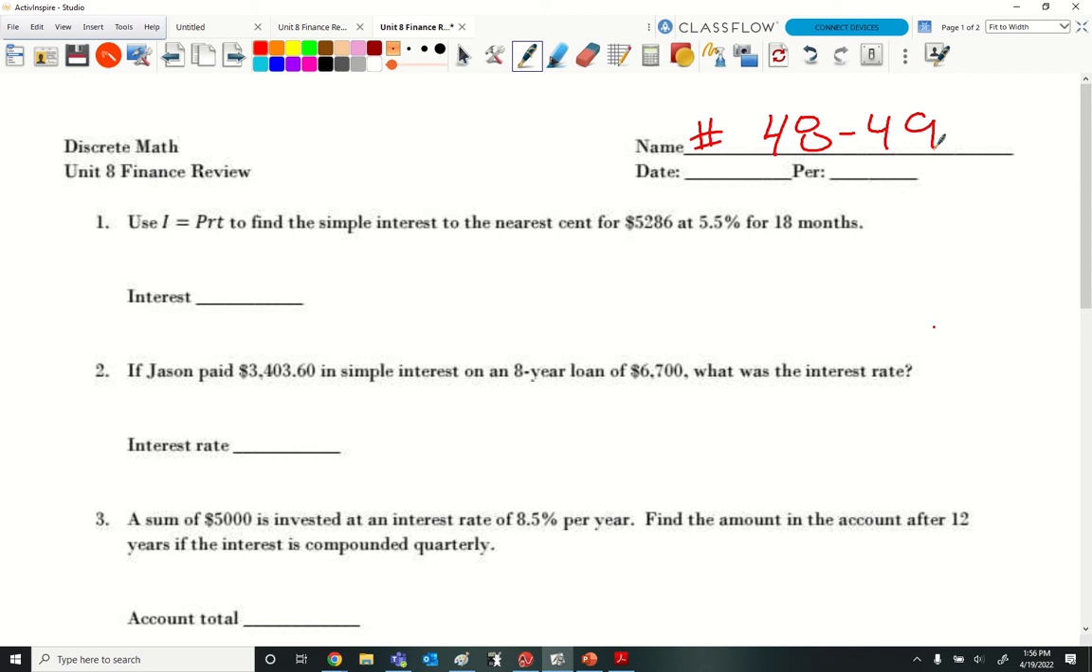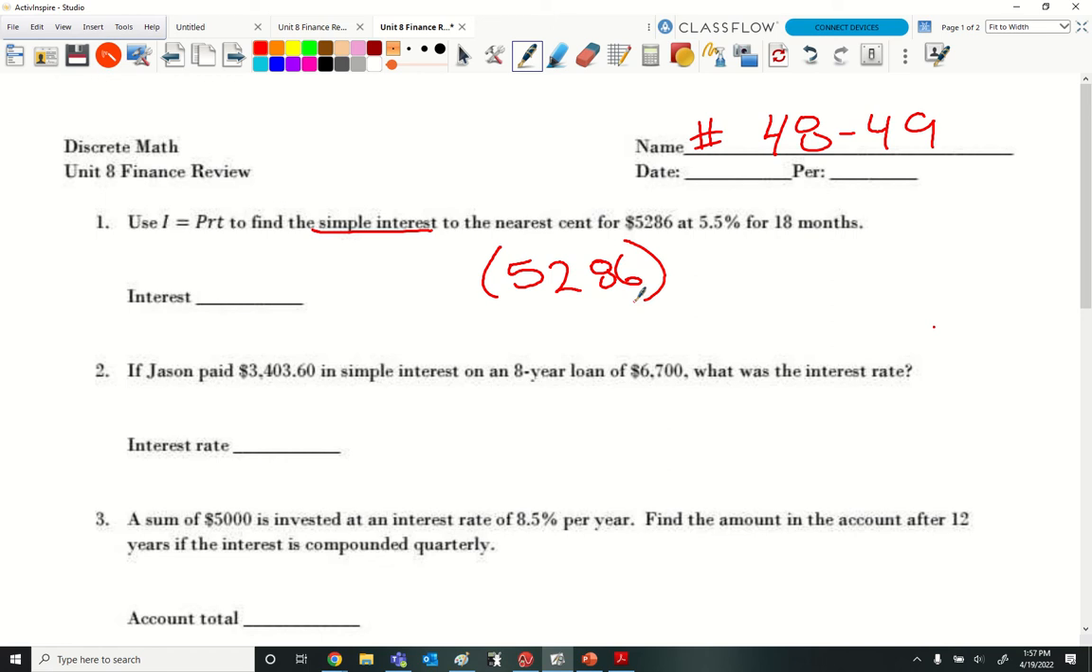So, number one, use I equals PRT to find the simple interest to the nearest cent for $5,286 at 5.5% for 18 months. Now, first thing, where is this in my notebook? What's the page number? 39. 39, 8.1, 39. Okay. People made this mistake already when I was coming around. So, simple interest. That's important. So, I equals PRT. So, my P in this case is 5,286.